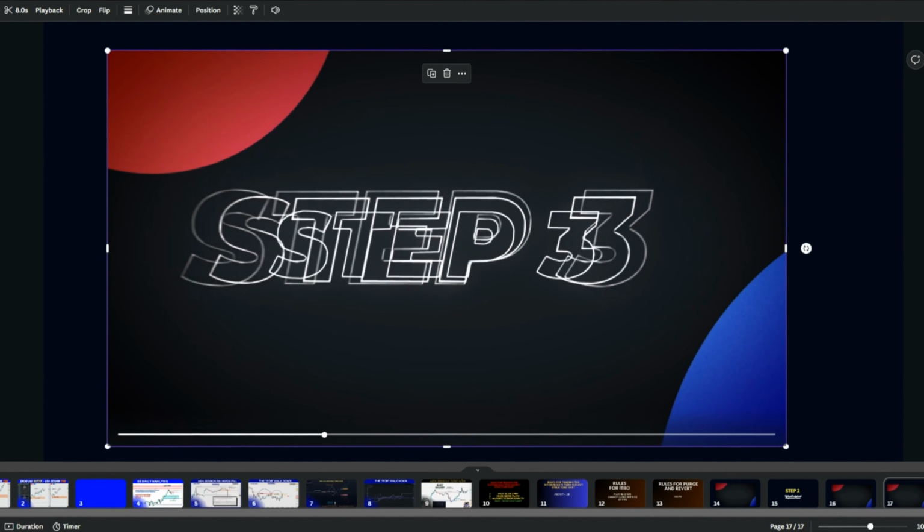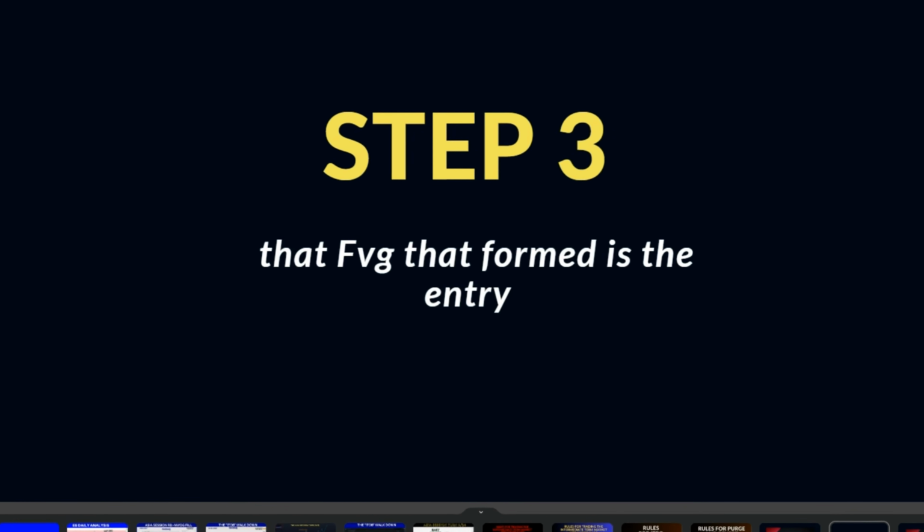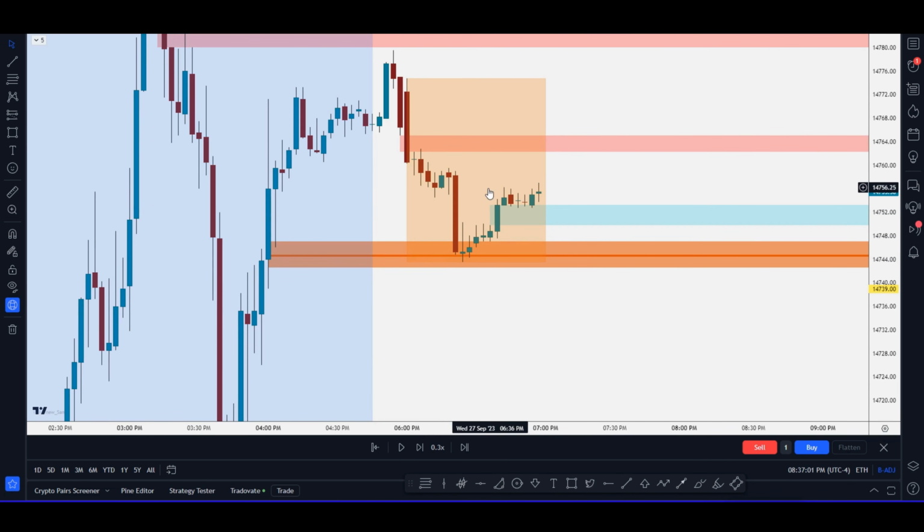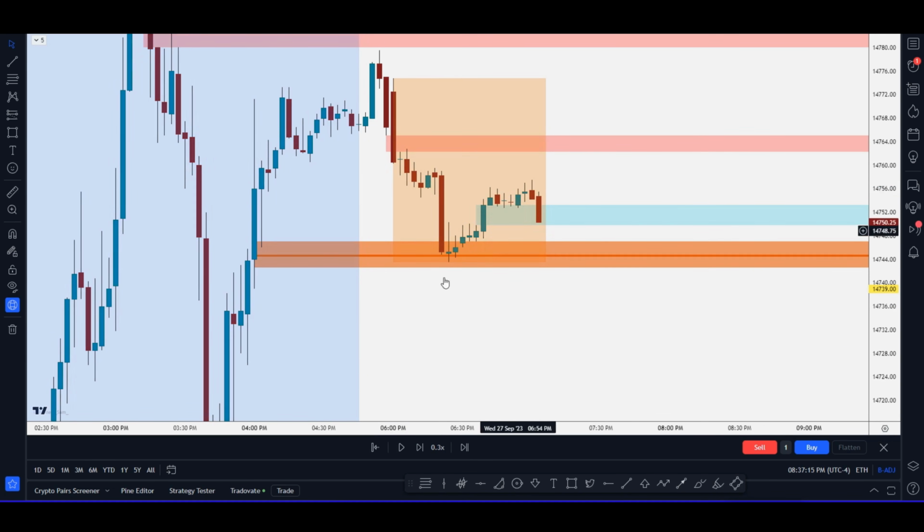Now, step 3, that fair value gap that formed is the entry for this setup. The fair value gap formed. Now, you could enter here and put your stop down below. That's 10 points, so it's within my risk, but I personally would have waited a little bit, and then once I got a full entry into that, because this is a fair value gap as well, so you have an inversion fair value gap, it's likely to get filled and come back to the previous high to the left.